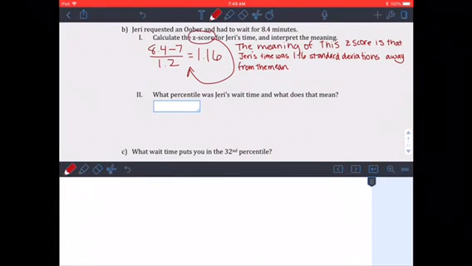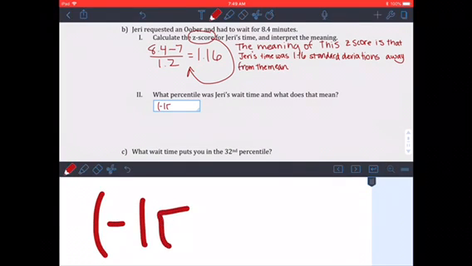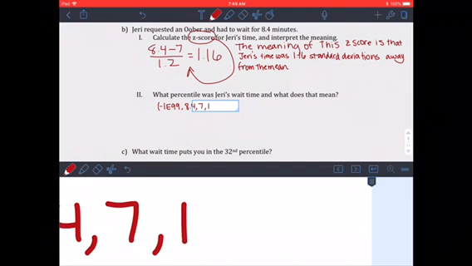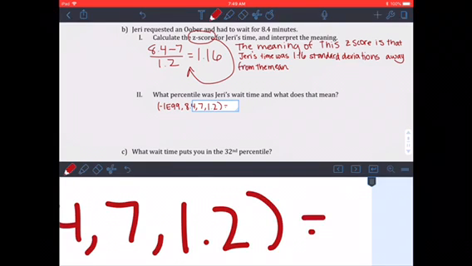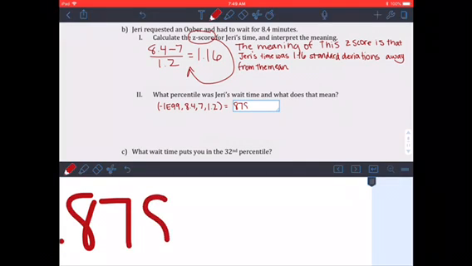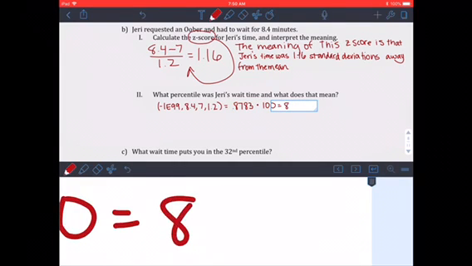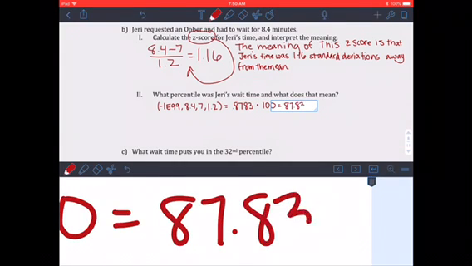In section B, part 2, it asks us for Jerry's wait time percentile and what that percentile means. You will want to calculate this from 0 to 8.4, so you will use -1 raised to the power of 99 for when you plug it into a calculator. When writing this out, you need to have your lowest number first, then your highest number, your mean, and lastly your standard deviation. Our lowest number is -1 raised to the power of 99, our highest number is 8.4, our mean is 7, and the standard deviation is 1.2.